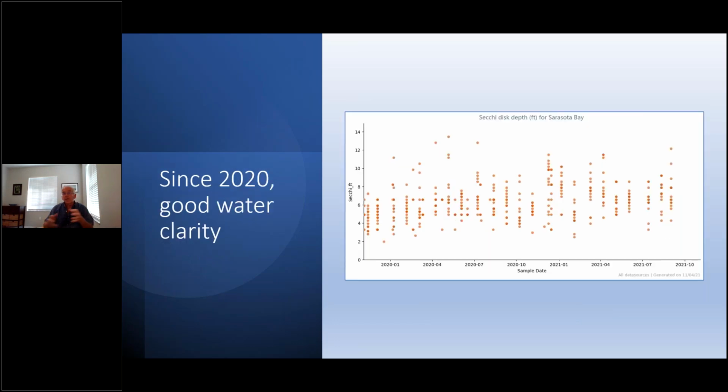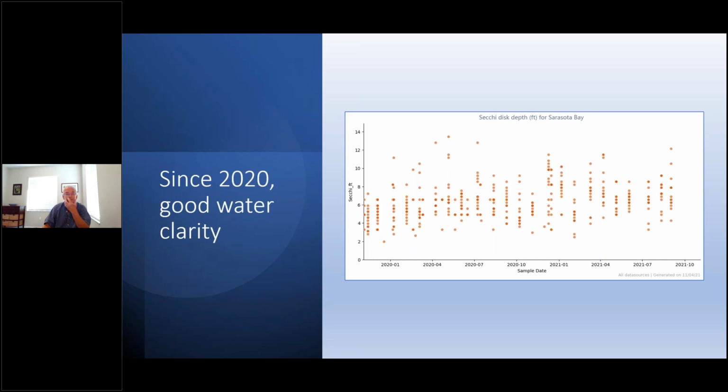But since then, we've had very good water clarity. This is Secchi depth in feet. And you can see it's not uncommon in this part of the bay to get 12-foot visibility, 12-foot Secchi depths. We have no trend of declining water clarity. We have water clarity that a lot of places would love to have. I mean, this is 8 feet. We're regularly higher than 8-foot visibility in this part of the bay.